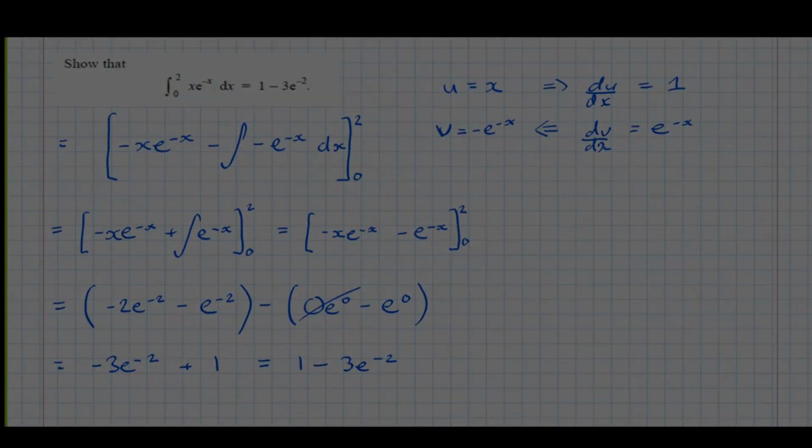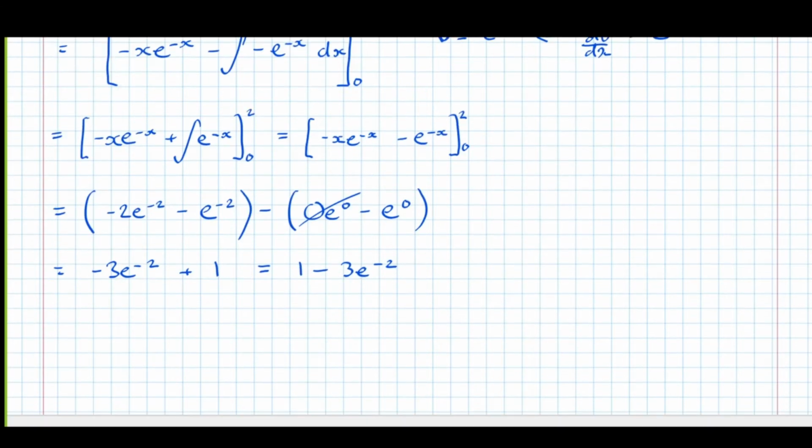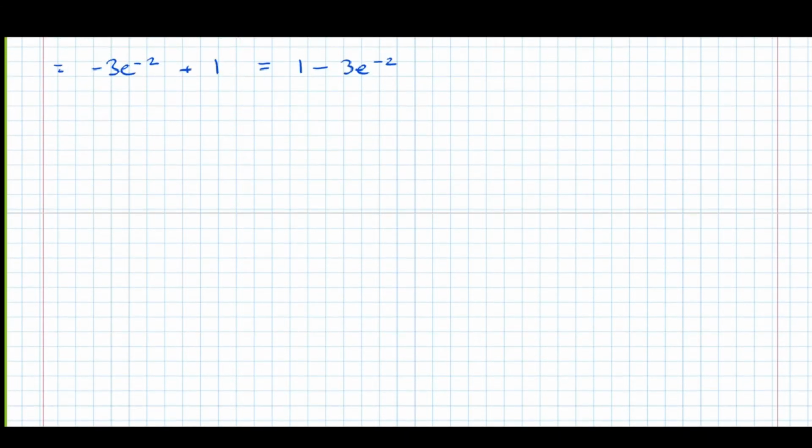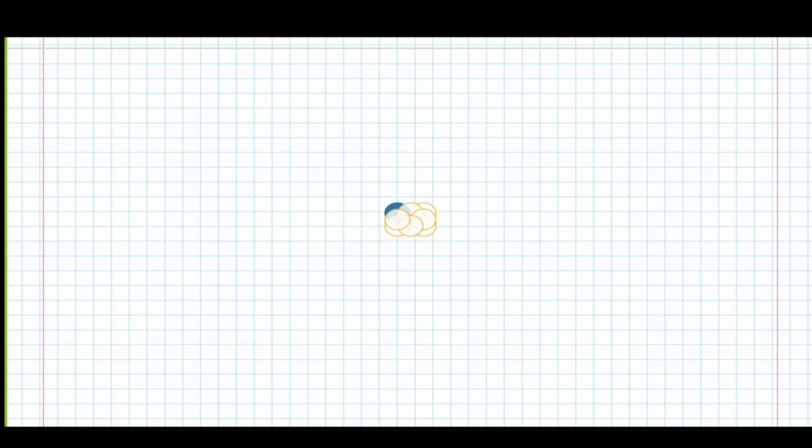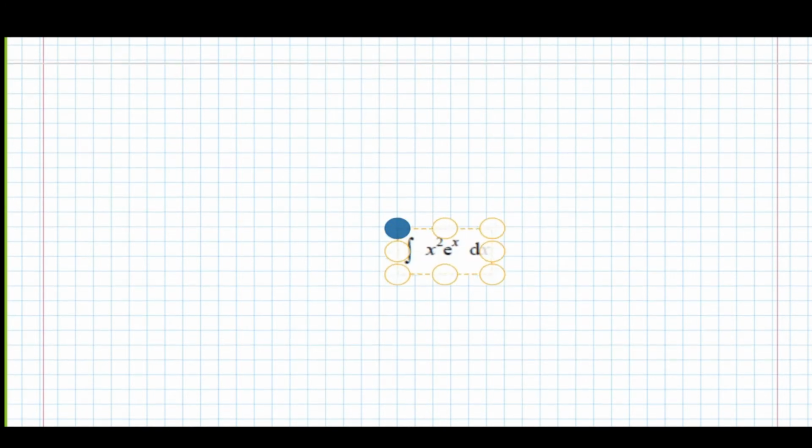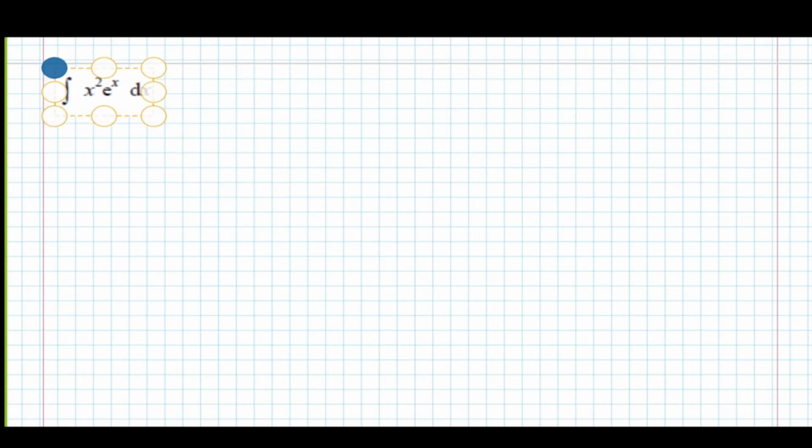Let's try another, a bit more difficult one, this one. The integral of x squared e to the x. As usual, a 30-second to a minute head start, and I'll start explaining it.